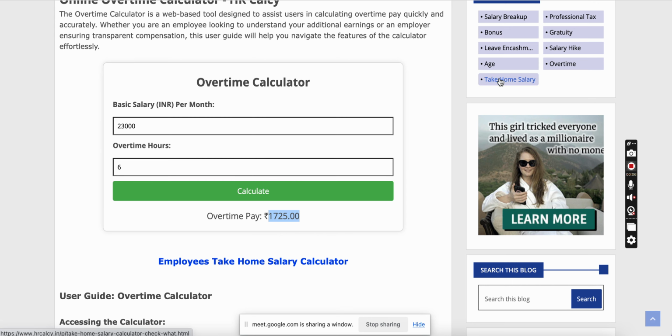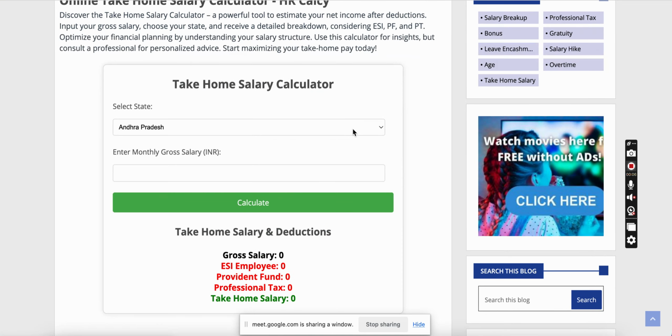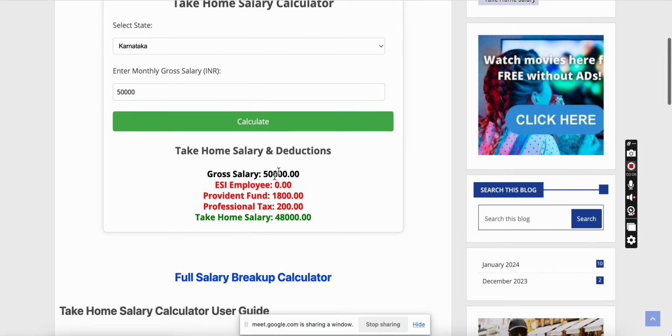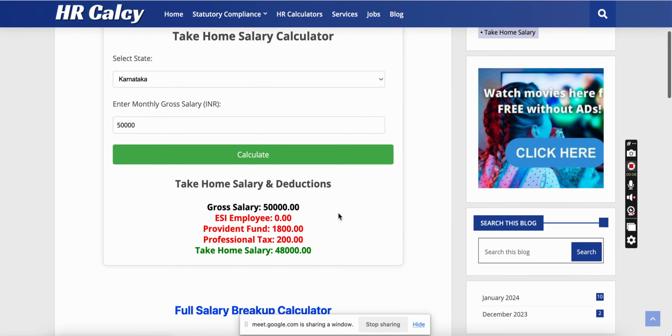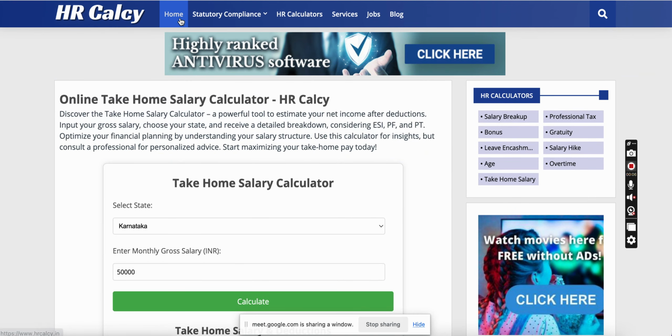Okay. When employees get a new offer, they can come to this take home salary calculator and simply select, say, Karnataka, and they have got 50,000 rupees as their gross salary. So they can see, okay, my gross is 50, ESI is not applicable to me, provident fund is 1,800, 200 is PT, 48 should be my take home salary. They can verify it in one single click. They'll get everything. Yeah.